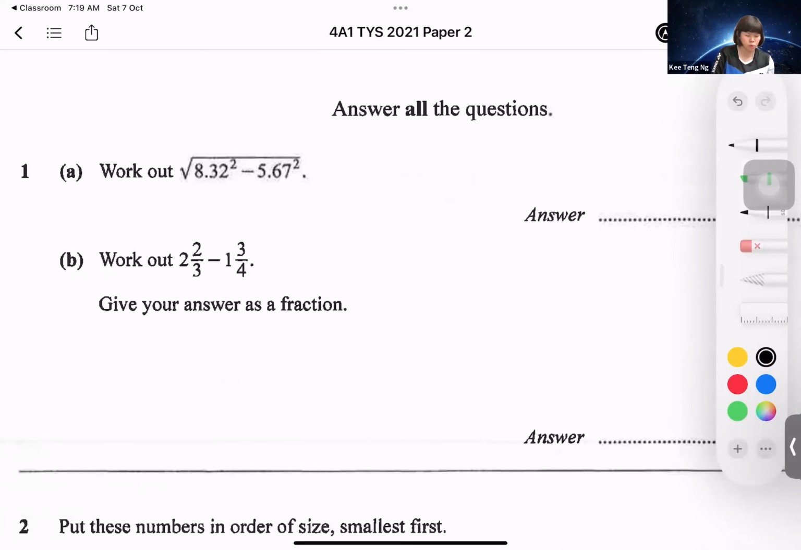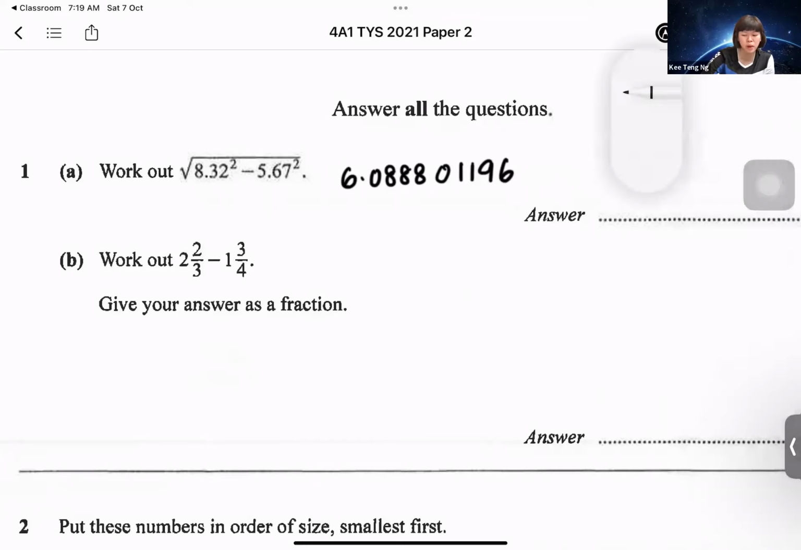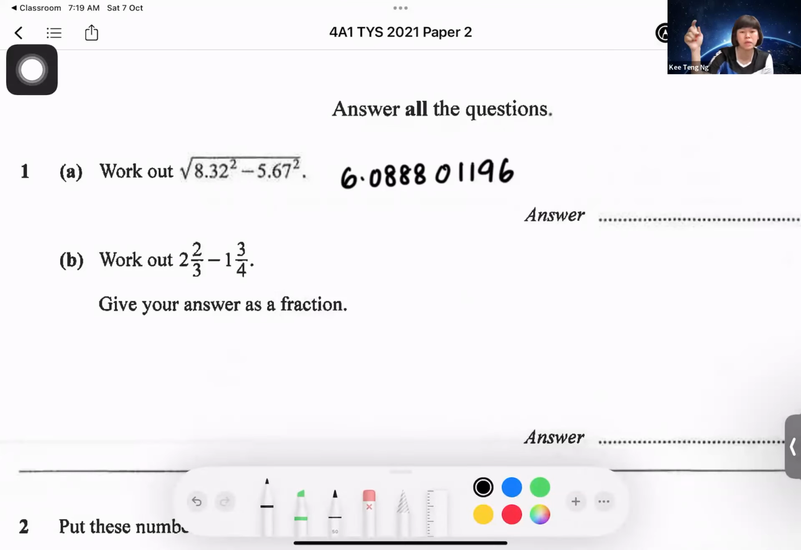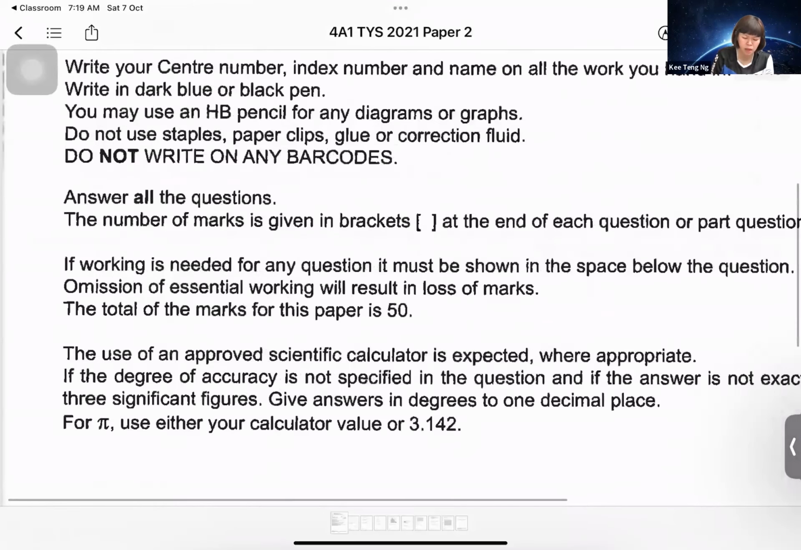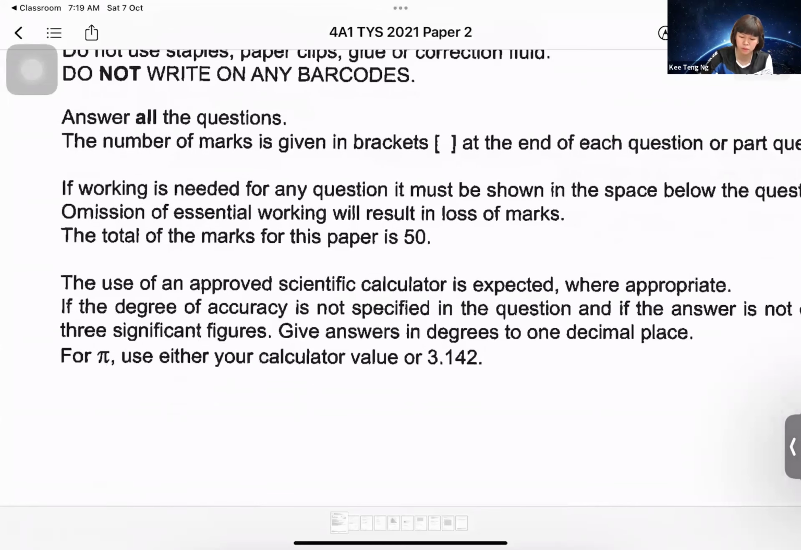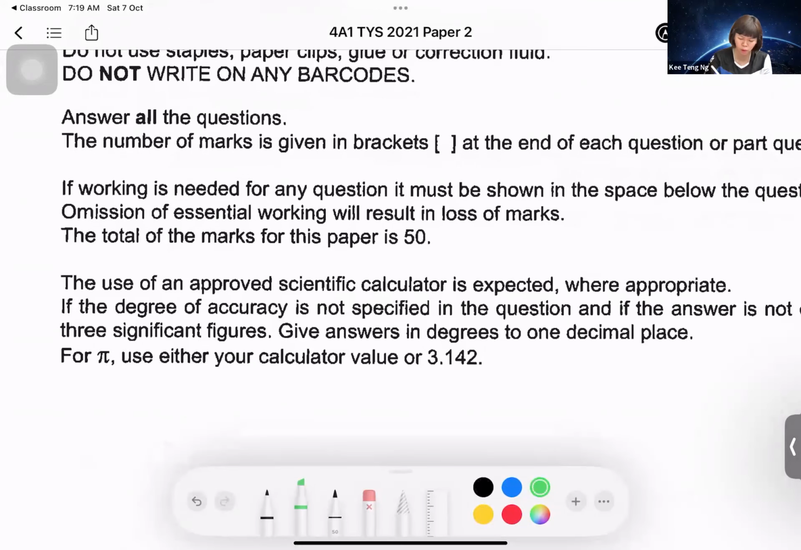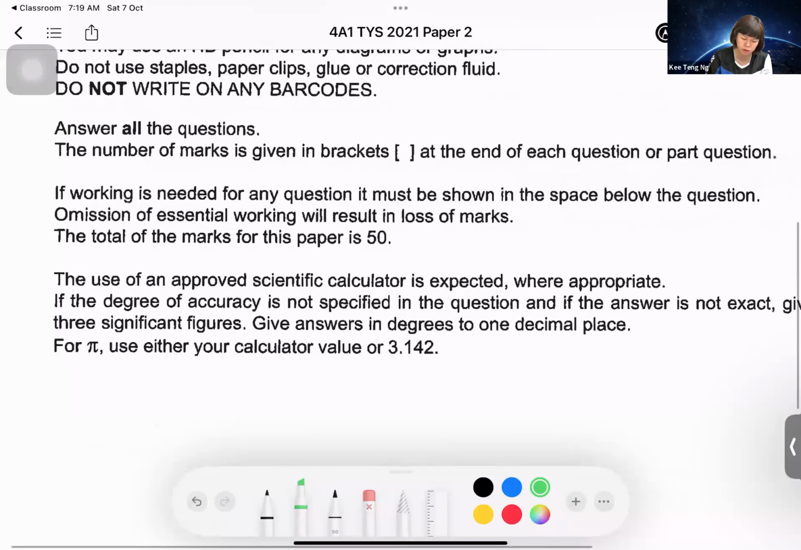Now, when we have numbers that may not be an exact value, what do we need to do? In this case, I calculated the number 6.088801196. So this will be my actual original answer. Then please write down your actual value to show them the working that you have managed to work out. The question paper says that if the answer is not accurate, you round off the number to 3 significant figures.